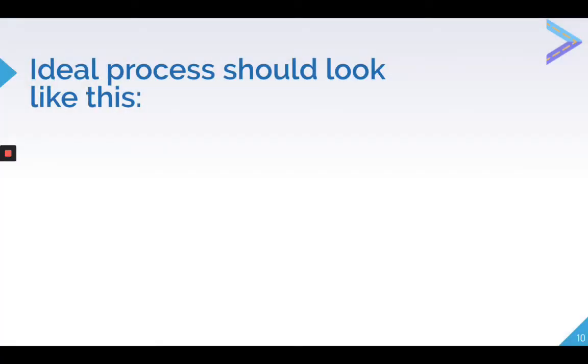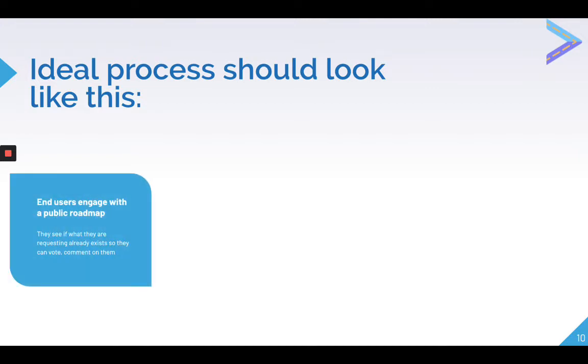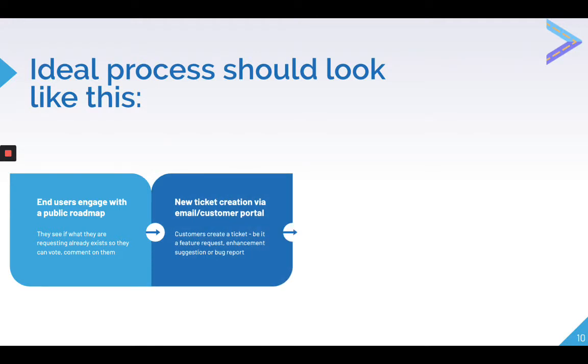So once you think about adding these efficiencies back into the process, this is how the ideal process should look like. End users engage with a public roadmap, right? They should see if what they are requesting already exists, and if yes, they should be able to vote on it, comment on it, and engage with it. If it doesn't, then only they should be able to create a new request, or suggestion or a bug report.